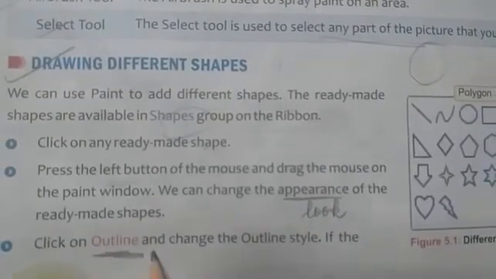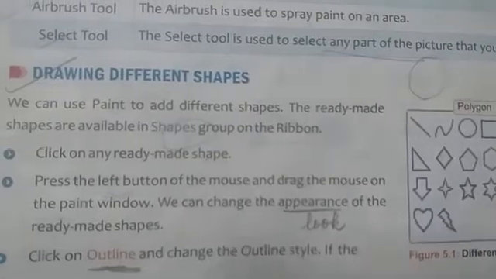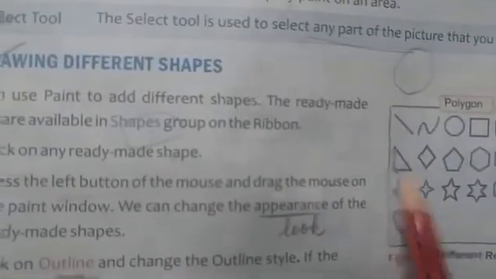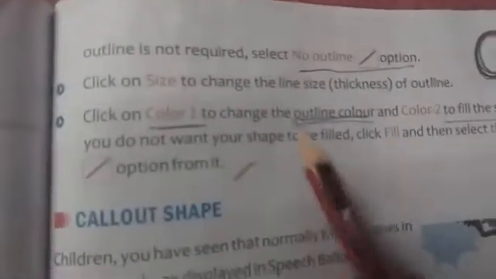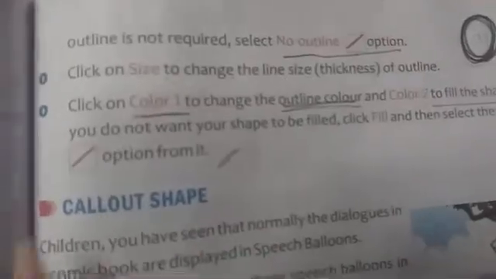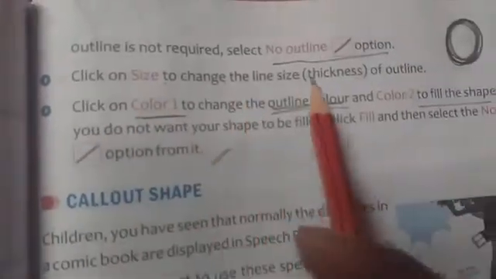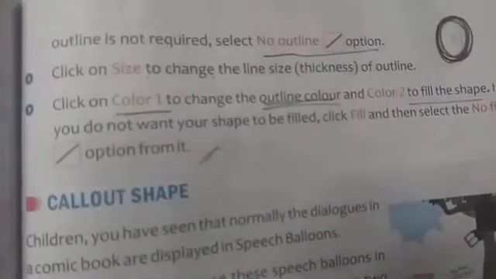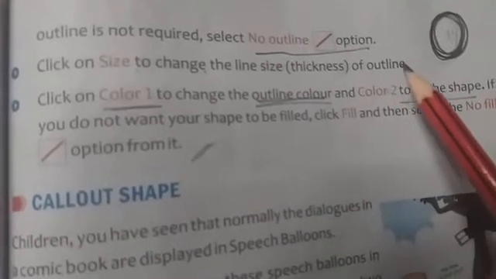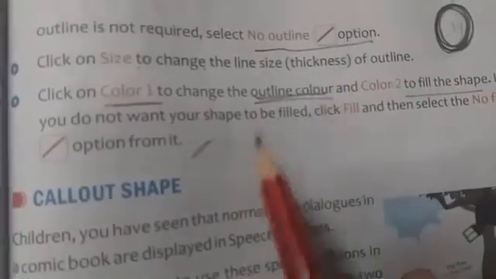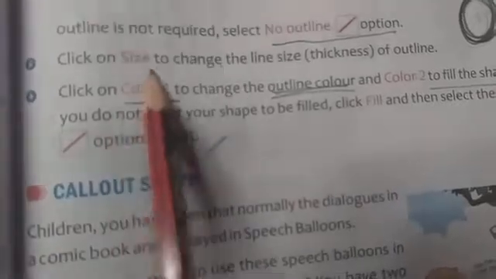So next click on outline and change the outline style. Yes, if we want to change the outline, then we can use the outline option. So if we don't want an outline, then the no outline option is also available. After that, click on size to change the line size of any outline. Yes, of any shape. If we want to change line thickness, then we can also change it from the size option.